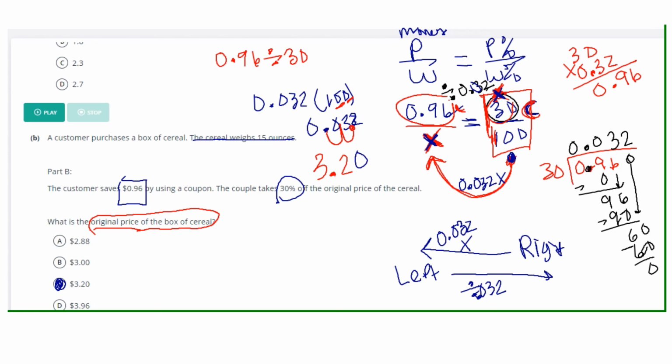So remember, your percent formula is just an equivalent ratio. If you know that formula, you know how to set it up, you can figure out the answer.